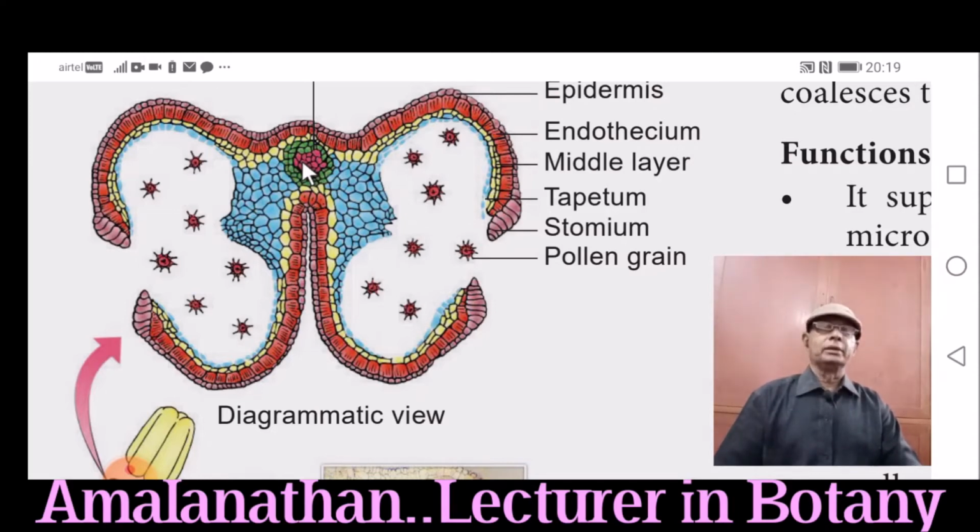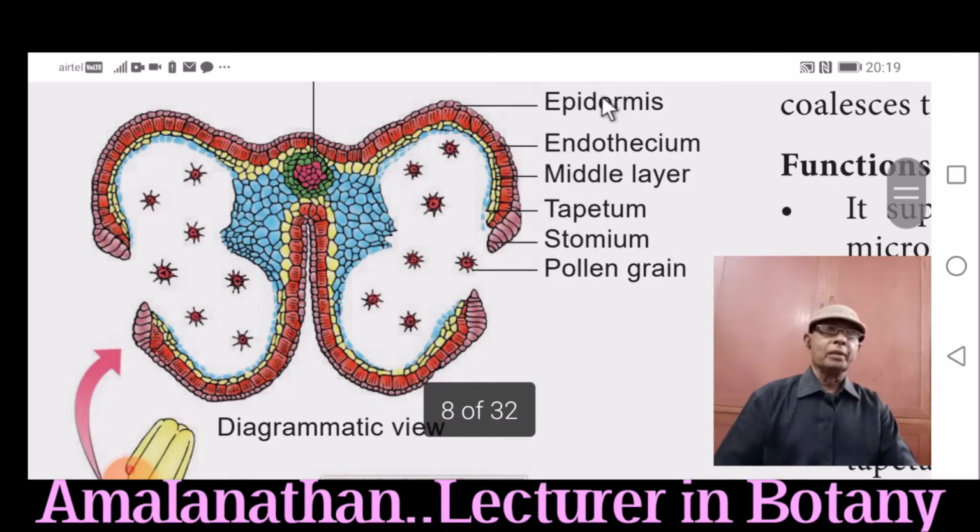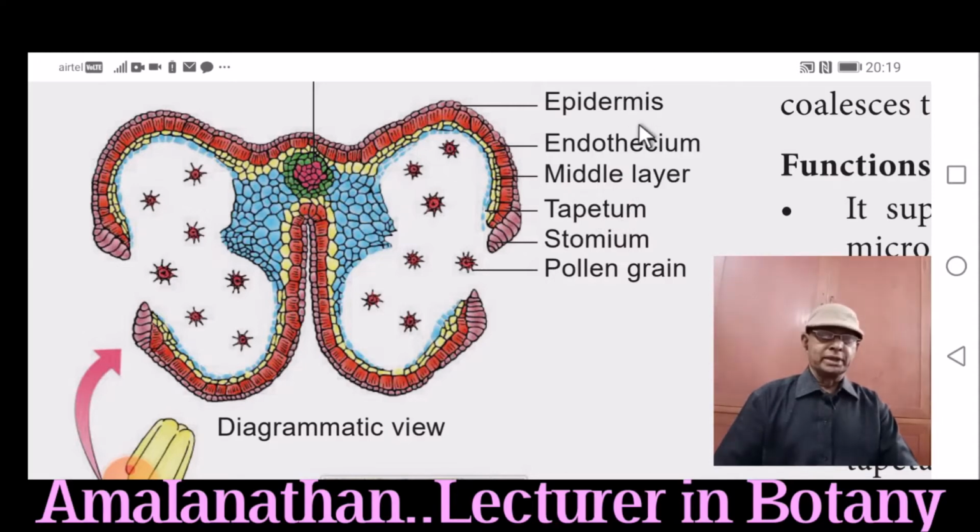That is connective. The anther wall. Anther cavity is surrounded by anther wall. A mature anther wall consists of the following structure: epidermis, endothecium, middle layer, and tapetum. There are 4 layers present in the anther wall. First one, epidermis. Second one, endothecium. Third one, middle layer. And fourth one, tapetum. The outermost layer is the epidermis, and the innermost layer is the tapetum.